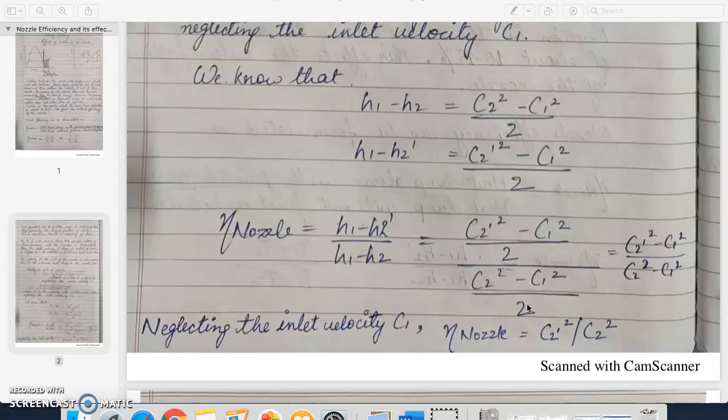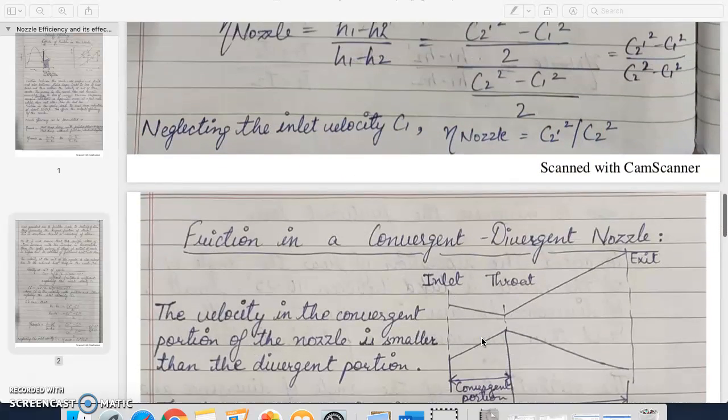As I have already told you, the velocity of steam at the inlet of the nozzle, as the steam is coming from the boiler, is negligible as compared to the velocity at the outlet of the nozzle. Hence in many of the cases it will be neglected. Whenever it is given, we'll take it into account. So neglecting the velocity, eta nozzle can be said to be C2 dash square upon C2 square.